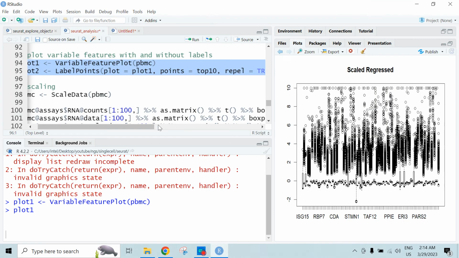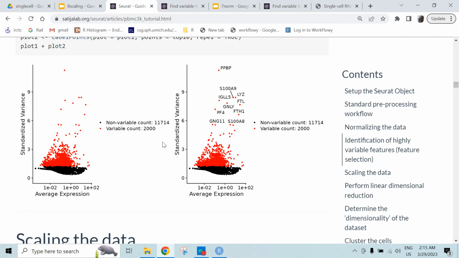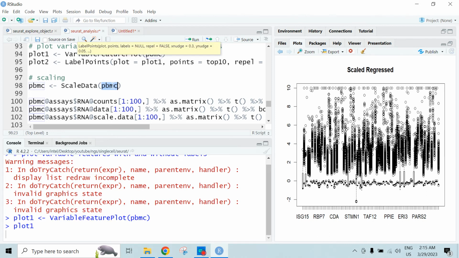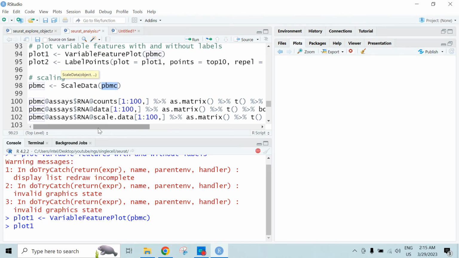But next what we do, so now we have identified which genes, the top 2000 genes, which are most variable. So in the next step what we will do is the scaling. For that simply we will be using the ScaleData function. So this will only scale those 2000 genes.